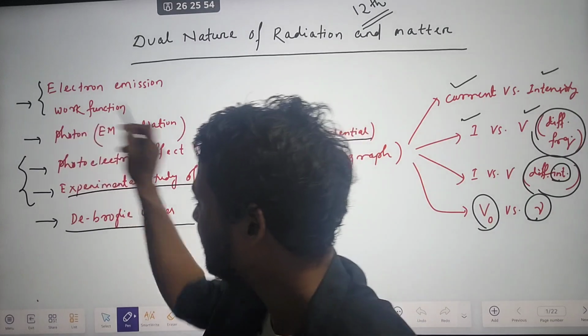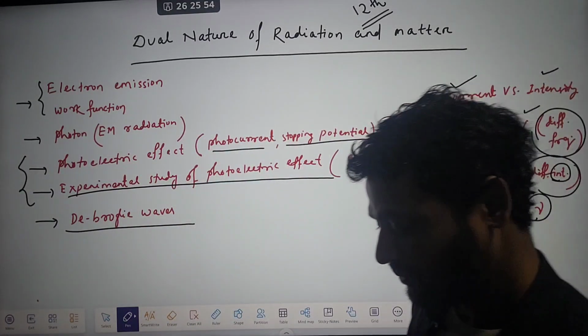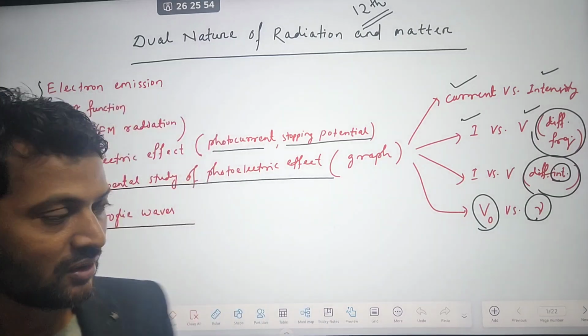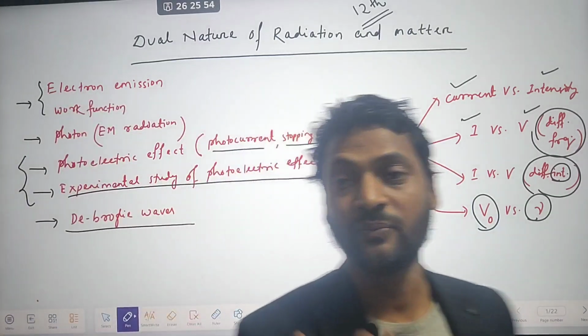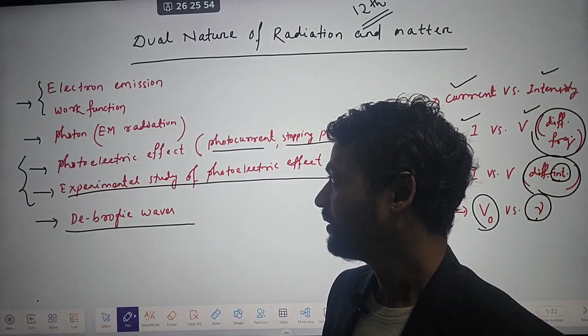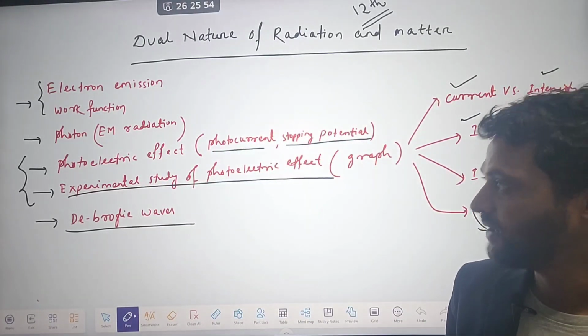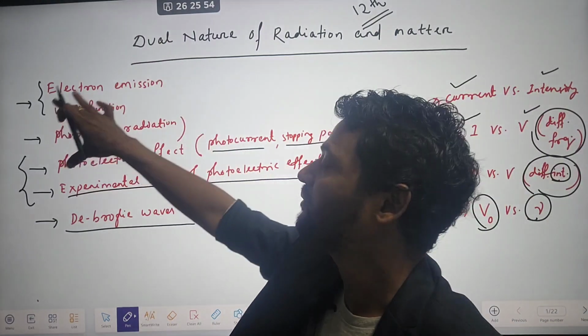Then we'll study in detail the energy packet. What is the energy packet, meaning what is a photon? Photon is electromagnetic radiation. So what is the speed of that photon, what is the variation of frequency with respect to medium, and what is the energy of that photon: E is equal to mc square, or h nu, or hc by lambda. So all these things we'll cover in detail.